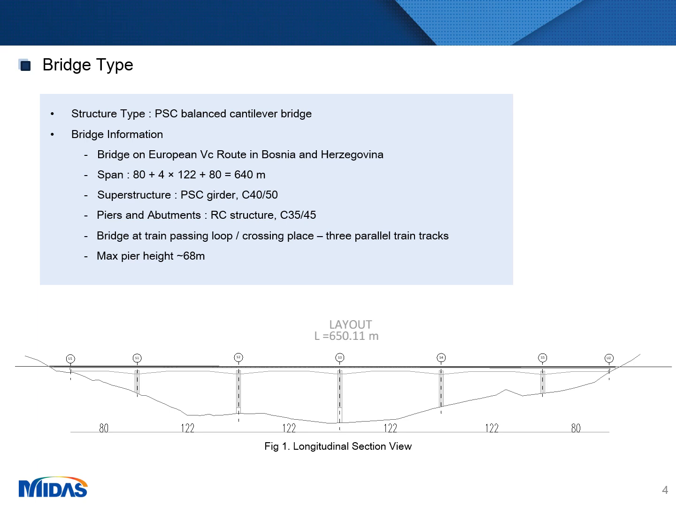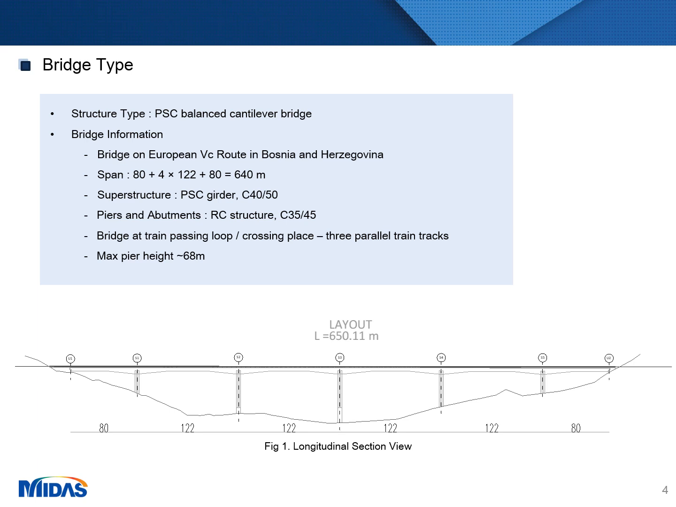This bridge is part of European 5C route in Bosnia and Herzegovina. Approximate length of this bridge is 640 meters. Superstructure is designed from post-tension concrete, C40. Piers and abutments are designed from reinforced concrete, C35.